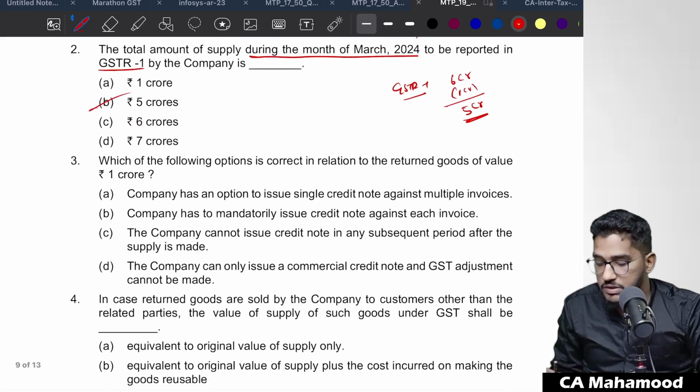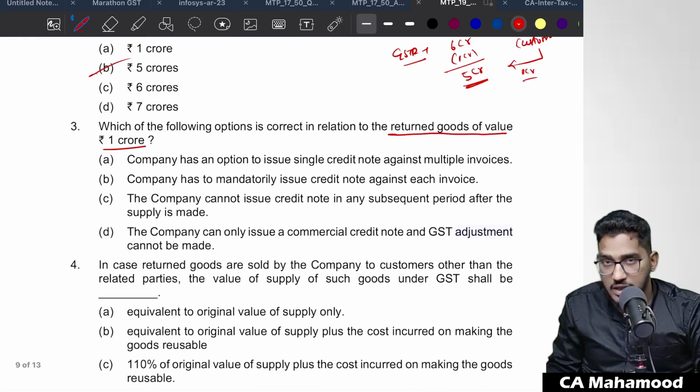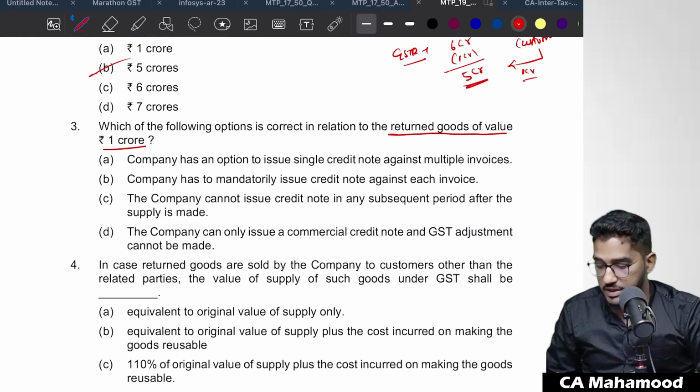Next one. Which of the following options is correct in relation to returned goods of value 1 crore? As we have seen in the question, the customers are not happy with the quality. They found some defective quality of the goods. They returned goods worth 1 crore rupees to the company. So let us see regarding those returns by the customers, what question they are asking.